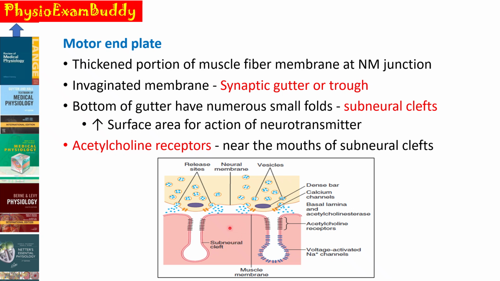The muscle end is known as the motor end plate, the thickened portion of the muscle fiber membrane at this neuromuscular junction. This thickened motor end plate is invaginated to form a structure known as a synaptic gutter or the tuft. At the bottom of the gutter, there are numerous small folds known as the subneural clefts, which increase the surface area for the action of the neurotransmitter. At the mouth of the subneural cleft, we have numerous acetylcholine receptors present in the motor end plate.